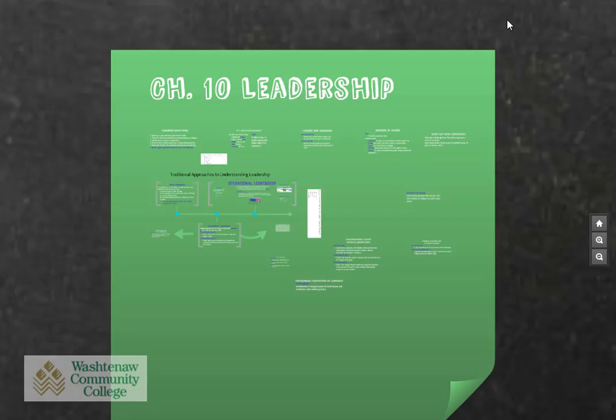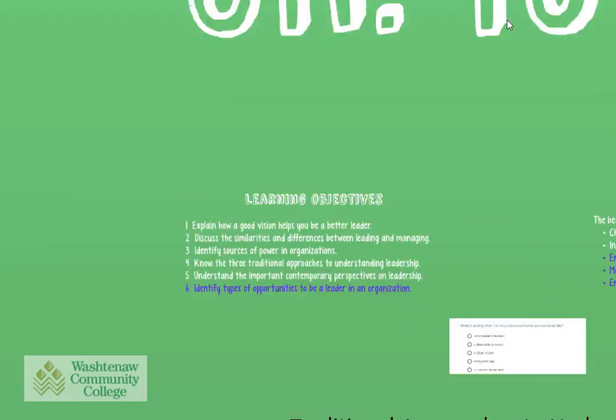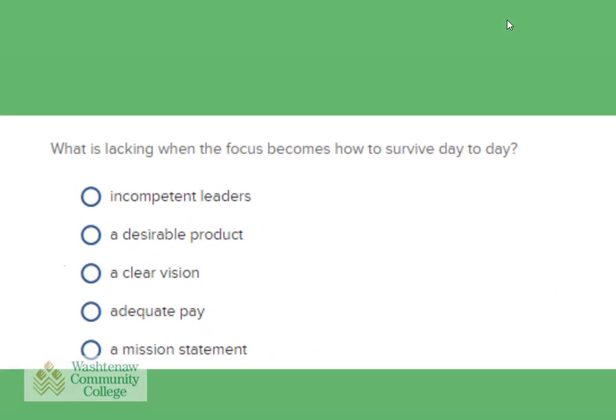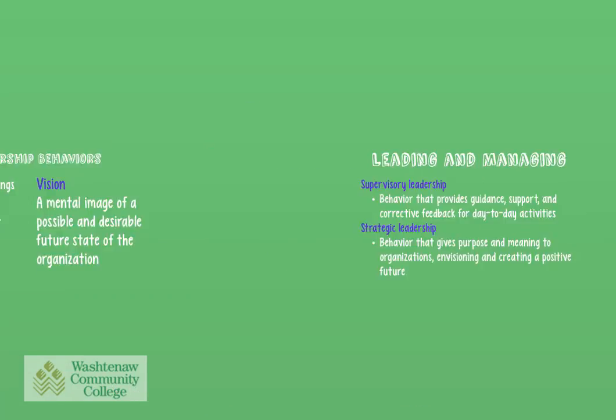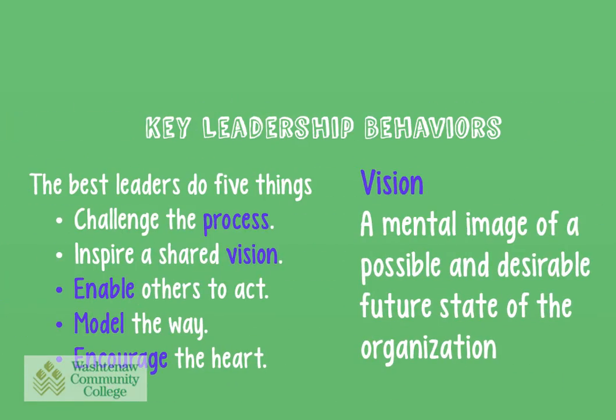Chapter 10 is leadership. So think about this question. What is lacking when the focus becomes how to survive day to day? So take a moment to think about what you think the answer is to this question. So the answer is a vision. So without a clear vision, it's very hard for you to focus beyond today or tomorrow. You're just working to get what's in front of you done. You're not thinking about the future.